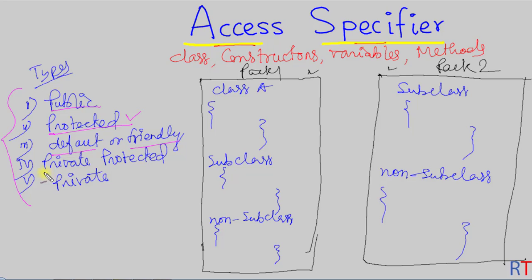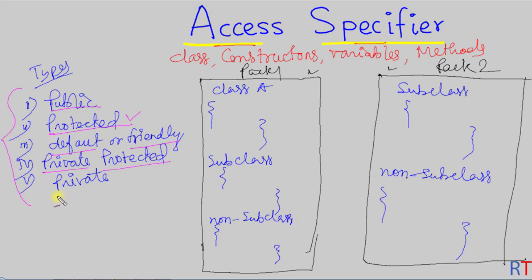Now we talk about private protected access specifier. The private and protected can be used together to create one visibility in between the private and protected access specifier. So if we have one member variable with private protected access specifier, then this private protected member will be accessible from subclass in the same package and subclass in the other package, and the member will not be accessible from non-subclass in the same package and non-subclass in the other package.